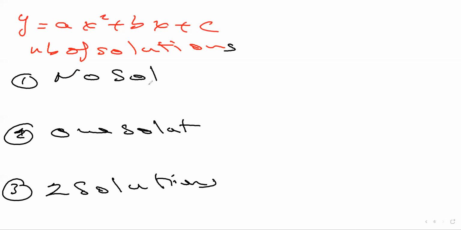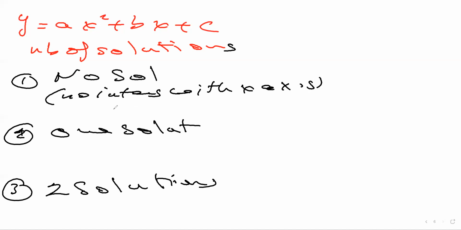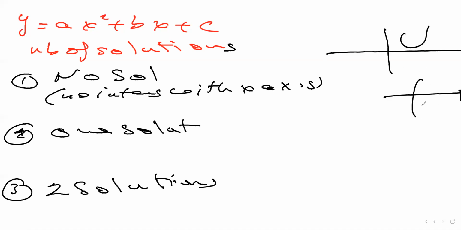Yes, sir. No solution. Listen: no solution actually means no intersection with the x-axis. Clear? No intersections with the x-axis. It means the shape is like this one, for example. Whatever it is, no intersection with the x-axis. Okay, guys? In this case, the rule is b squared minus 4ac less than 0.